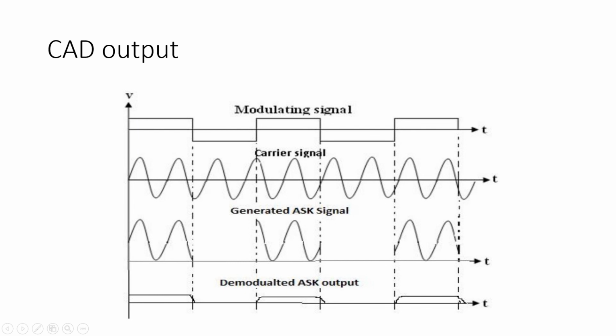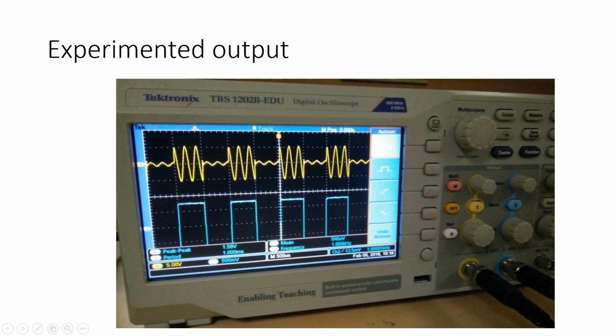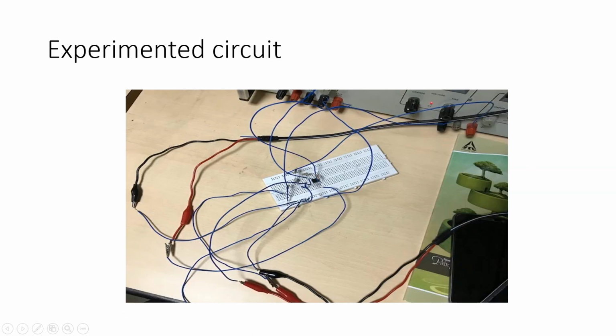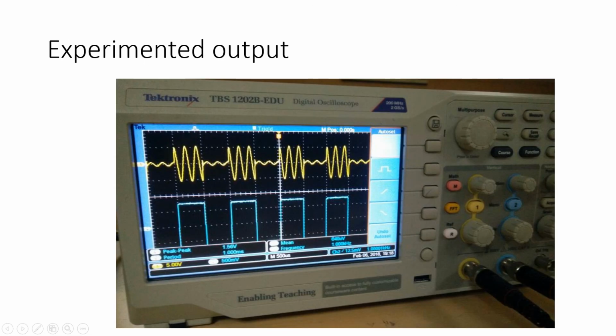Now, this is the modulating signal which we applied in the modulation circuit. This is the carrier signal. The carrier signal carries the modulating signal, and this is what we get after the modulation, the generated ASK signal. This is the demodulated signal of CAD. These are the square pulses with one gap, and this is what we exactly got after implementing this experiment circuit, the experimental output.